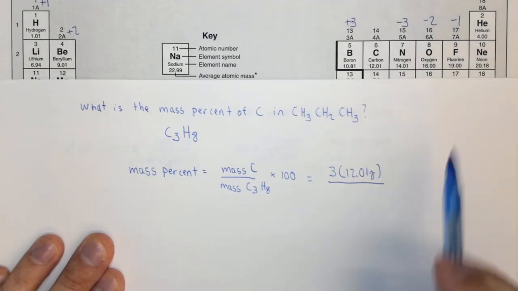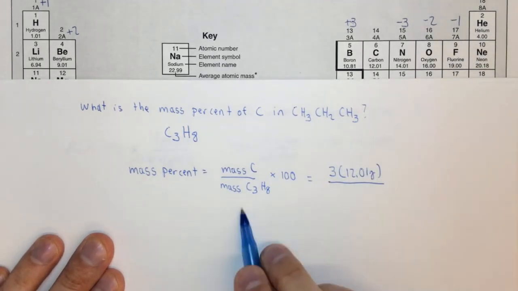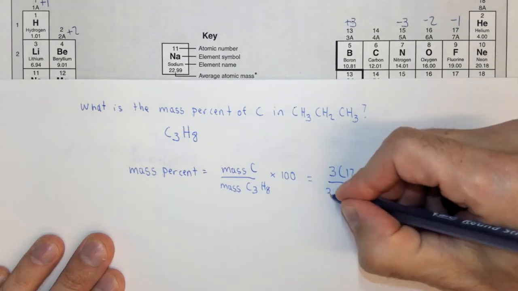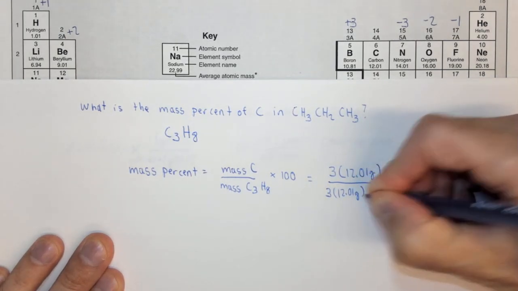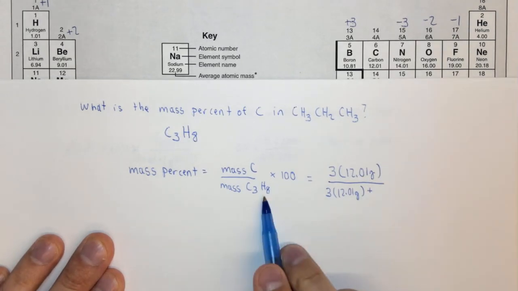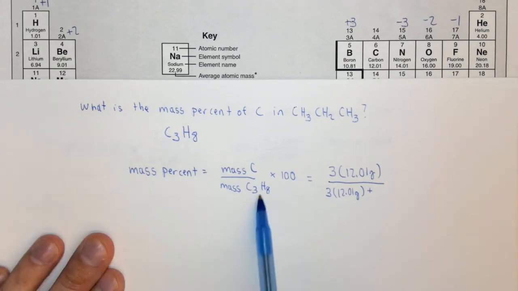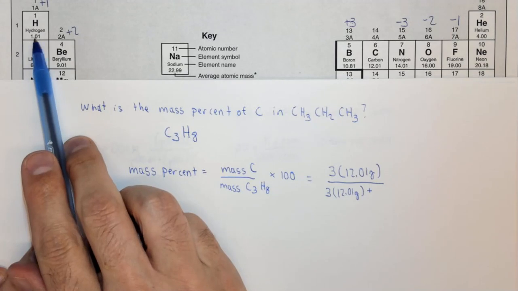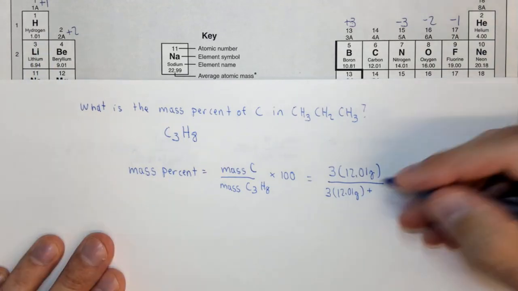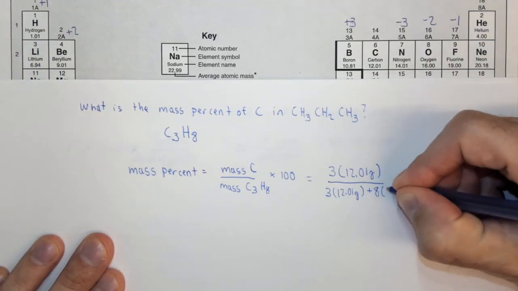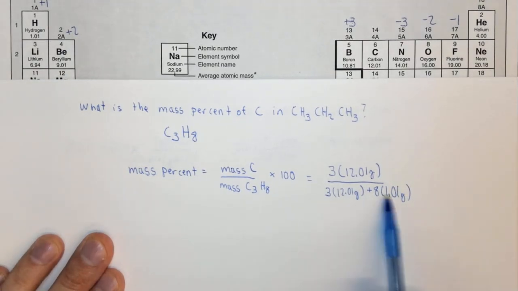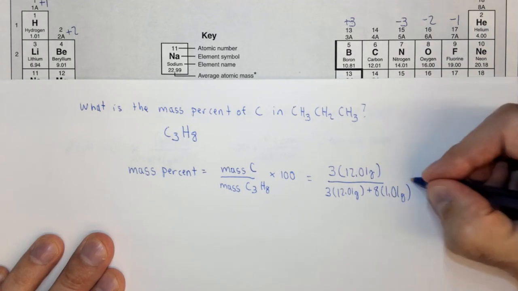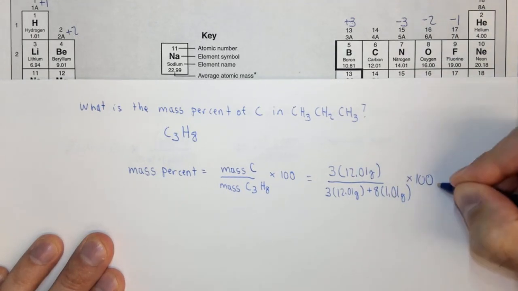Then we want to find the mass of propane. Well, there's 3 carbons in propane, so we need 3 times the 12.01 grams again, plus now the mass of hydrogen. There's 8 hydrogens, each of which has a mass of 1.01. So we take 8 times our 1.01 grams. So multiply these out and add them together, and multiply this out, multiply by 100 because it's a percentage.